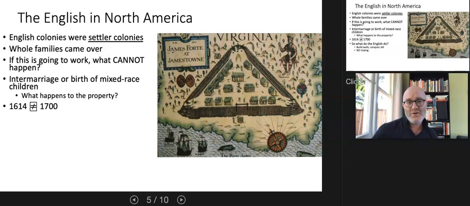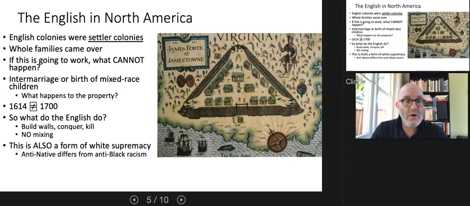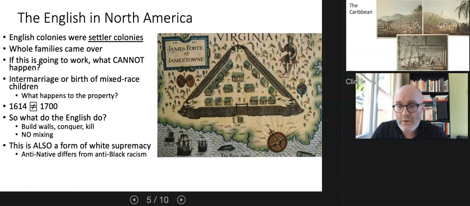By 1700, an attitude of separation is very much par for the course for English settler colonies. So what the English eventually end up doing is they build walls, they conquer, they kill. They do not mix races. So this is also a form, right, of white supremacy. Very different from the Spanish, very different from the French, but it is white supremacy nonetheless, right?